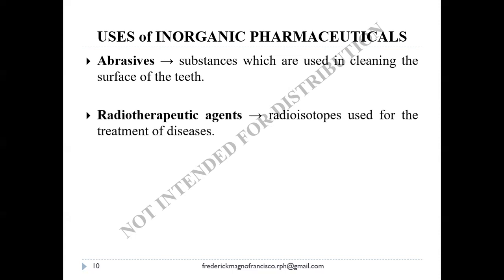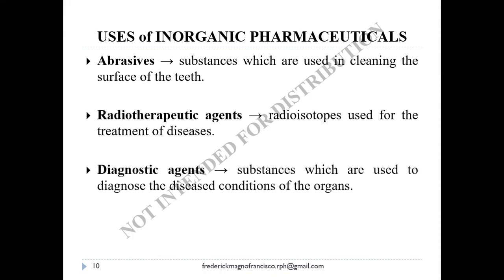Radiotherapeutic agents. These are radioisotopes used for the treatment of diseases. Radioisotopes are the unstable form of an element that emit radiation to transform into a more stable form. Example of a radiotherapeutic agent is chromic phosphate P32. Diagnostic agents. These are substances which are used to diagnose the diseased condition of the organs. Example of a diagnostic agent is barium sulfate.